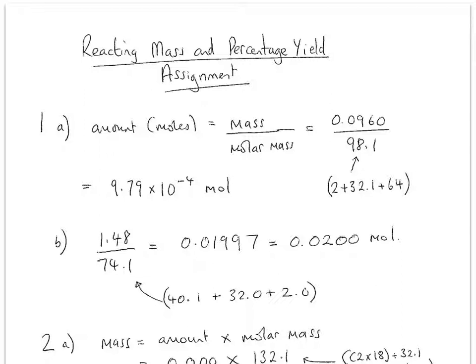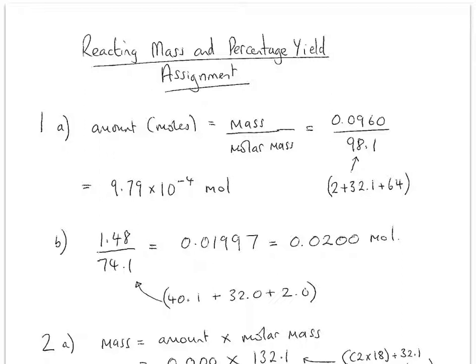Calculate the number of moles of material in the masses stated below, 0.0960 grams of H2SO4. Mass divided by molar mass of H2SO4, 98.1, gives 9.79 times 10 to the minus 4 moles.